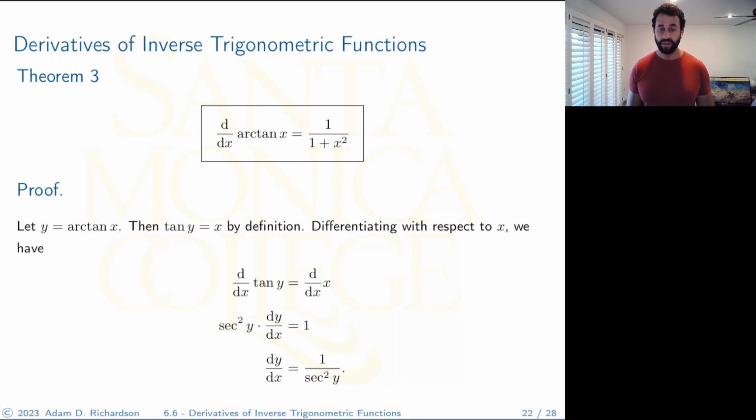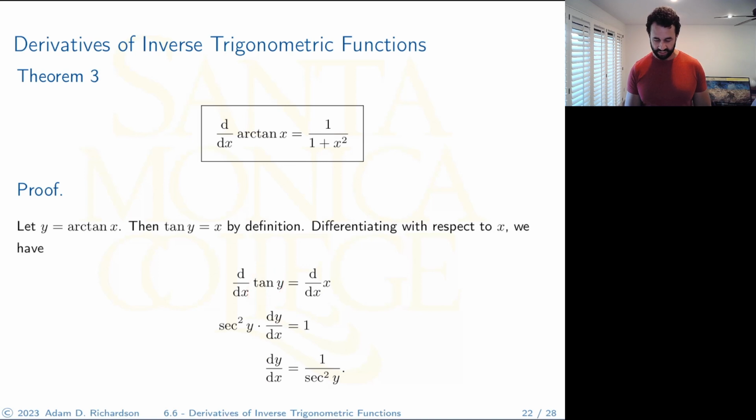And here's the proof. So just like before, we're going to give a name to our inverse function. We're going to let y be arctangent of x. And that means that tangent of y equals x by definition. So again, it's the same technique. Give your inverse a name, so that way you can switch the inputs and the outputs, and then get back into the realm of the original function, not the inverse function. Same technique as before, differentiate with respect to x.